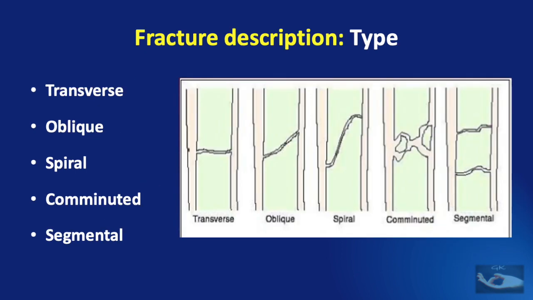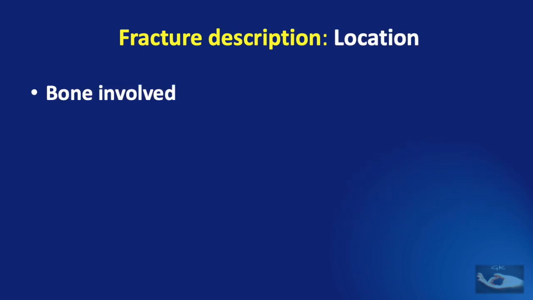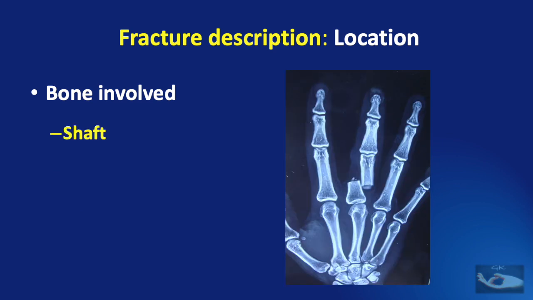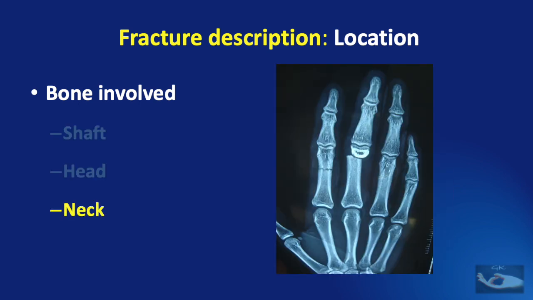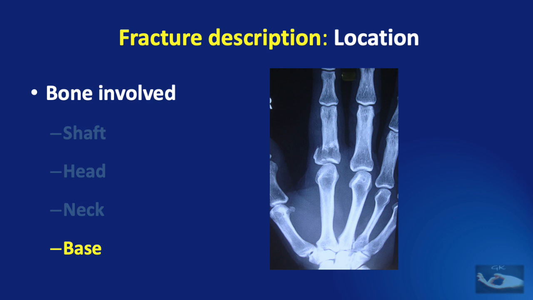The fracture type is also important, and we have already seen the different morphology of the fracture, that is the transverse, oblique, spiral, comminuted or segmental types. Next, of course, we need to describe the bone involved, the finger involved and the side involved, and within the bone, whether it is the shaft that is fractured, the head that is fractured, the neck that is fractured or the base that is fractured.